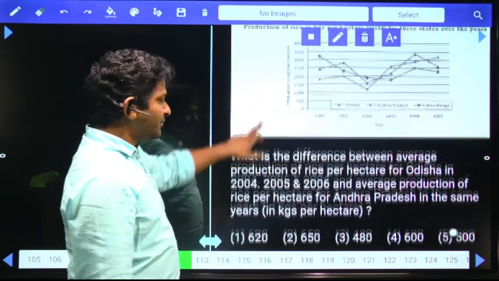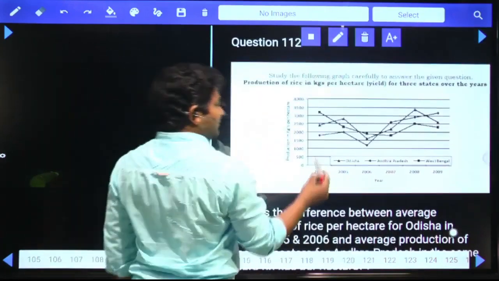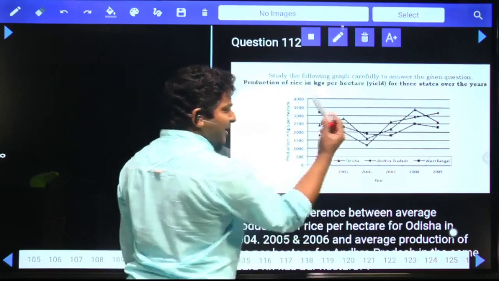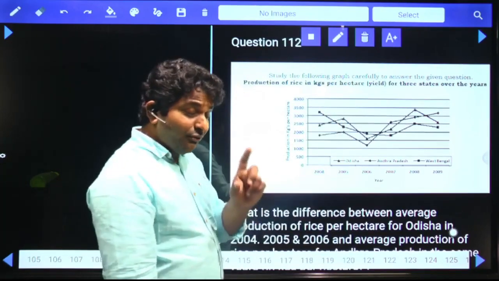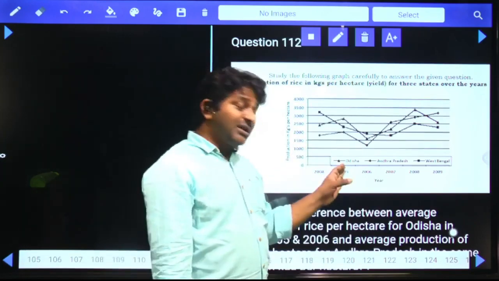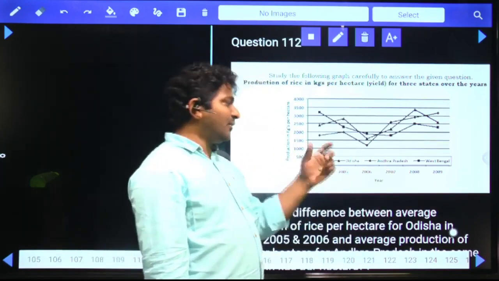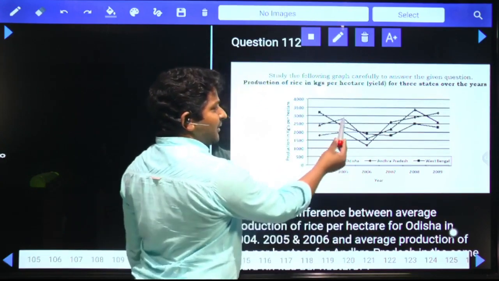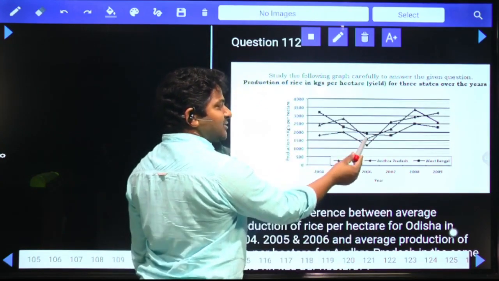Odisha and Andhra Pradesh from 2004, 5, 6, the first 3 years, triangle and then diamond. We just have to observe which values are more, either Odisha more than Andhra Pradesh or Andhra Pradesh more than Odisha. Triangle is more here, and here also triangle is more.